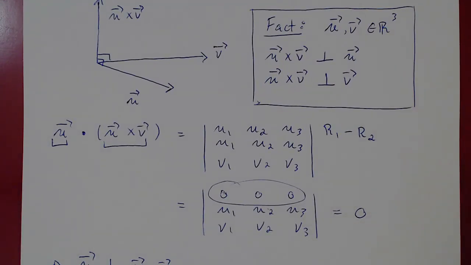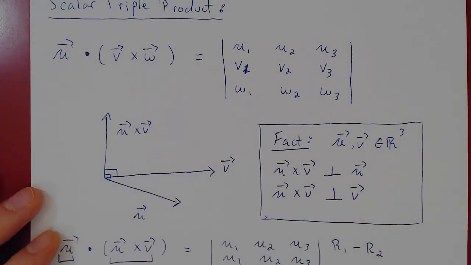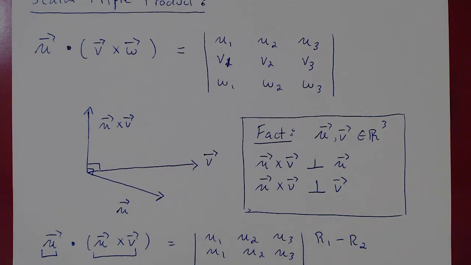In our next video, we will consider one more connection between the dot and the cross product, and that connection with the scalar triple product will allow us to solve problems of areas and volume as well.